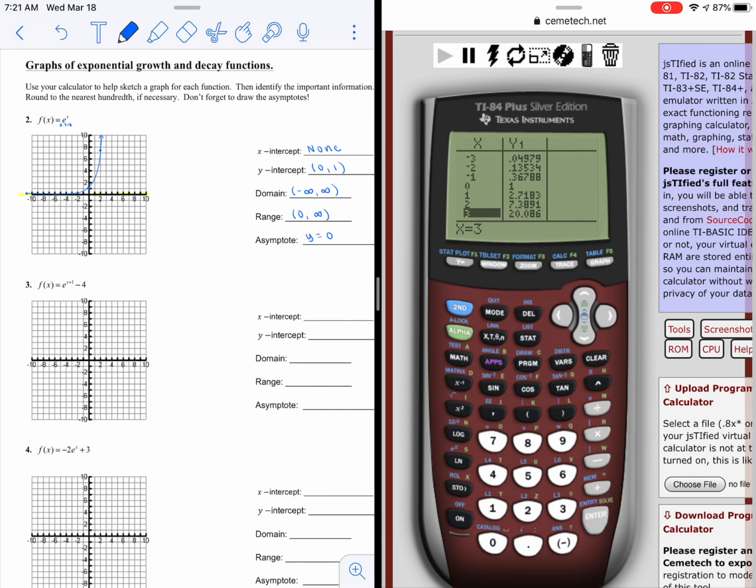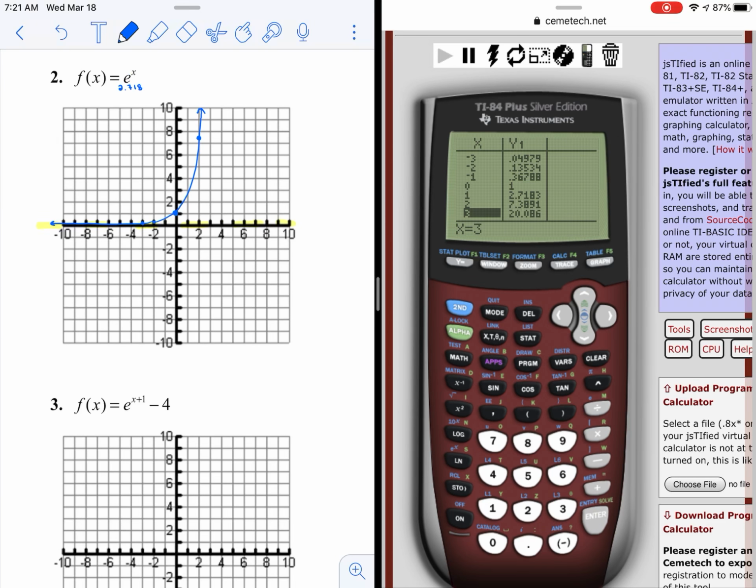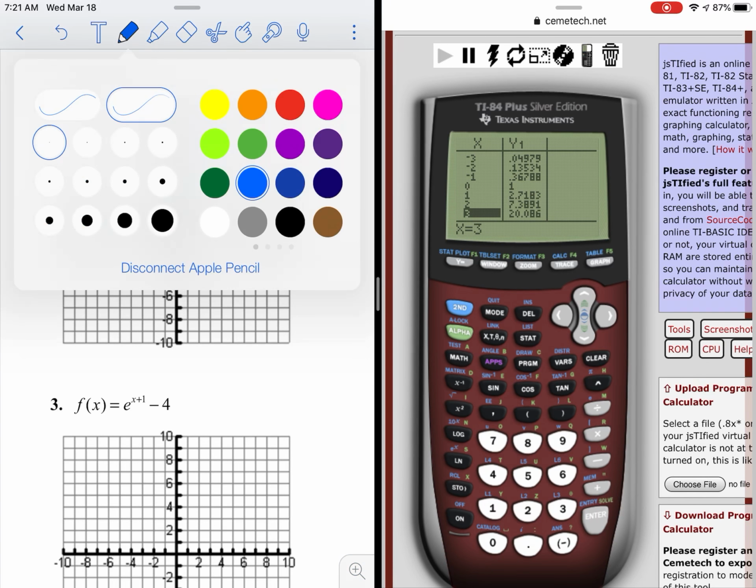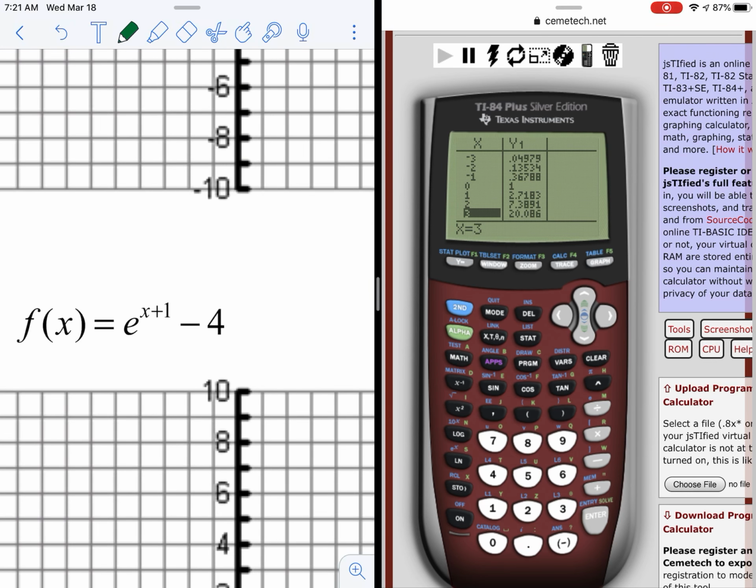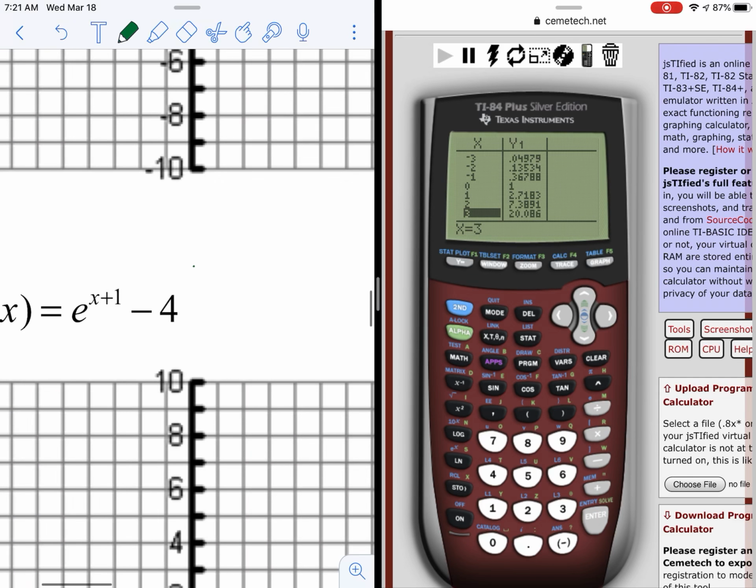So I'll do one more with you guys, and then I want you to try question number 4 on your own and then check the key to make sure you got this. Question number 3 is the same idea. Now keep in mind, we're just going to take the graph from number 2, the parent function, and really think about the transformations to this function right here. We would have a horizontal shift to the left 1, and then a vertical shift down 4.